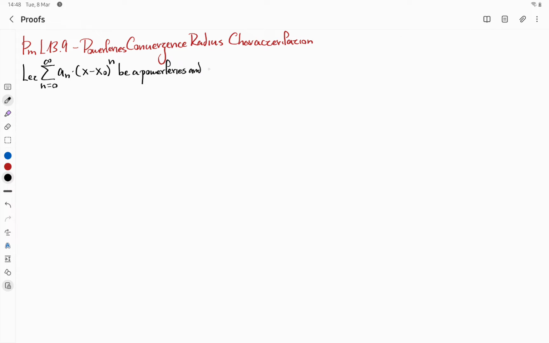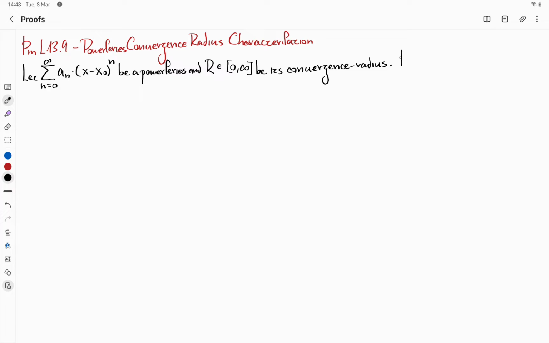And let capital R be some number, and it can be anything ranging from 0 to infinity, including both, and let it be the Powerseries convergence radius.